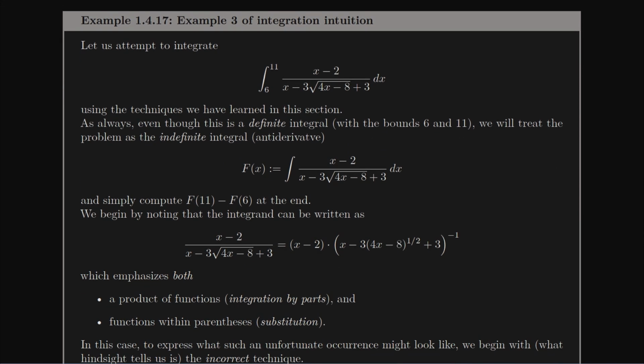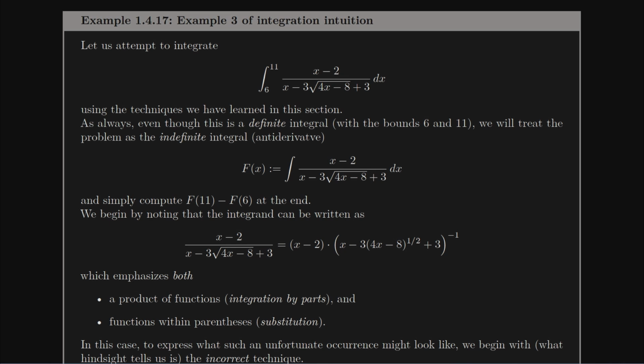Here we are at one final case, which, once again, will test our abilities to try to make right or wrong decisions. Let's attempt to integrate the definite integral from 6 to 11 of the ratio x minus 2 over x minus 3 root 4x minus 8 plus 3. And as always, I don't like thinking about the 6 and the 11 right away. I just want to compute the antiderivative, and then I'll figure out how to evaluate at those bounds. So let's look at the antiderivative first.